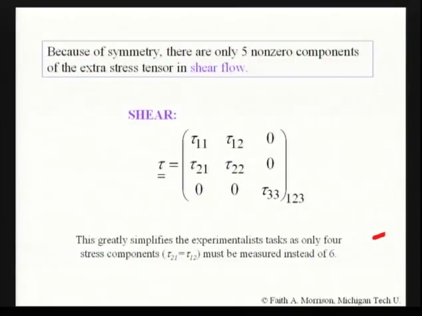implies that the 1,3, 3,1, 2,3, 3,2 components of the stress tensor are 0. Very, very handy. Okay? So we reduce the number of stress components, again saying absolutely nothing about the constitutive response of this material, but we know without saying a word that it will only have 3 normal stresses and 1 shear stress.